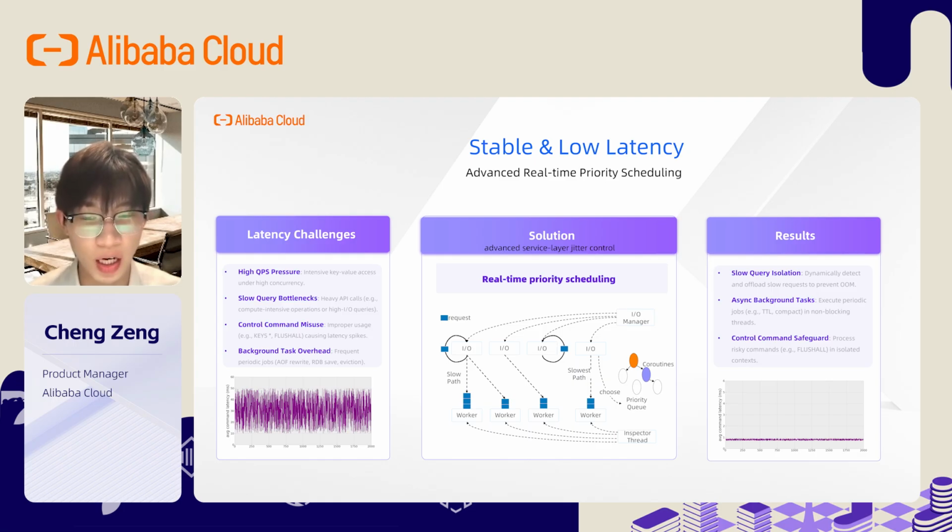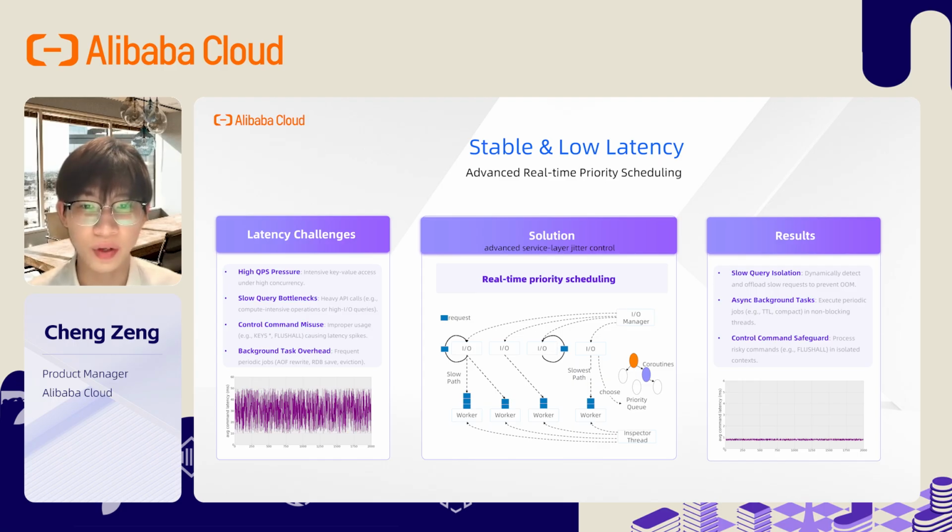To address this challenge, Tair Serverless KV has made a series of key improvements. We call this solution real-time priority scheduling. By classifying request types, separating control flows, and running background tasks asynchronously, we ensure that critical business requests always get low latency responses. And how does it actually work? Firstly, Tair Serverless KV uses a multi-threaded architecture, and the number of threads is automatically adjusted based on the workload, ensuring optimal resource usage at all times.